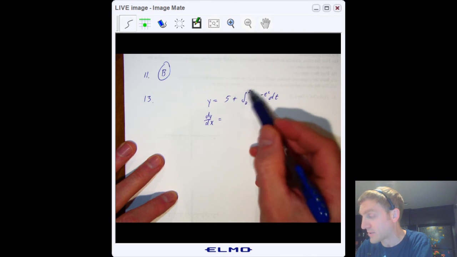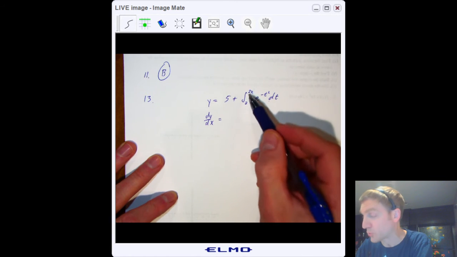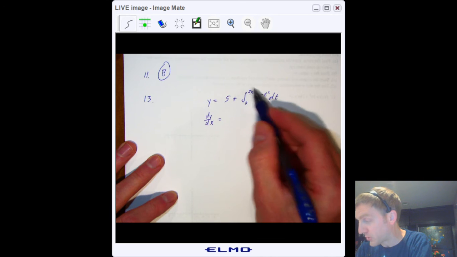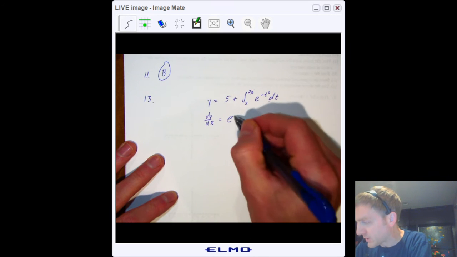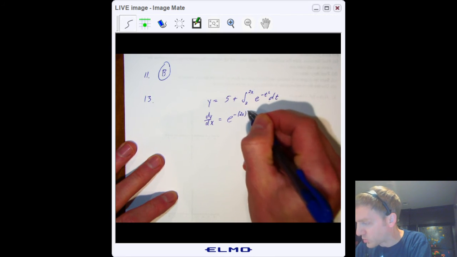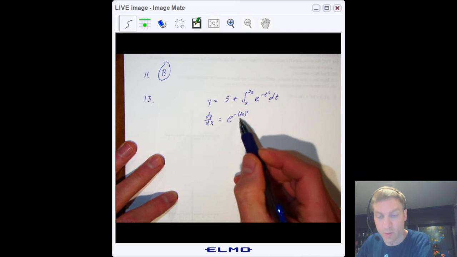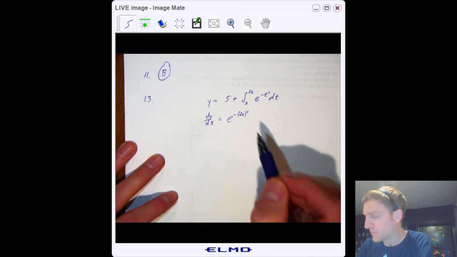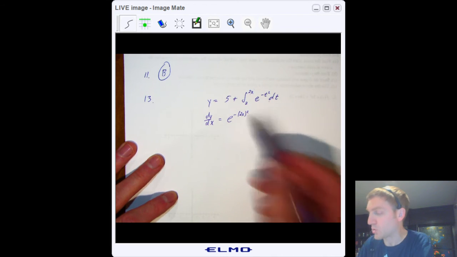But it's not just x, it's 2x. So you have to do the chain rule. You're going to plug in 2x for the t. So it's e to the negative (2x) squared. And be careful, it's the quantity 2x squared, not just x squared.